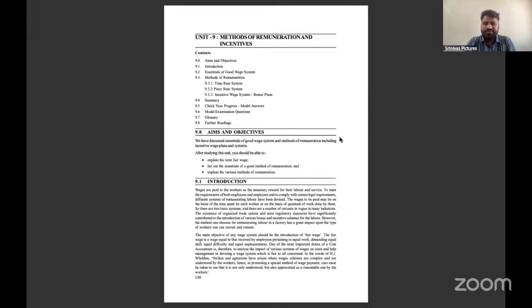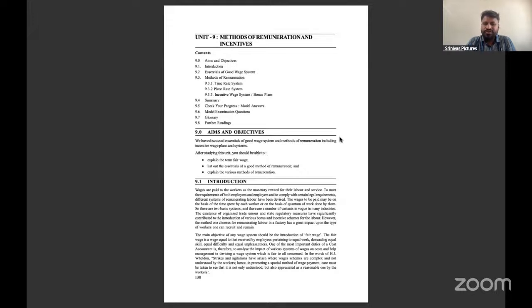Last two classes we discussed block one and block two. In block one, we discussed the introduction to cost accounting, cost accounting objectives and functions, and the differences between cost accounting, financial accounting and management accounting. All these we covered in unit one, block one.